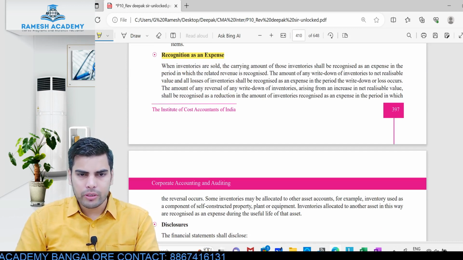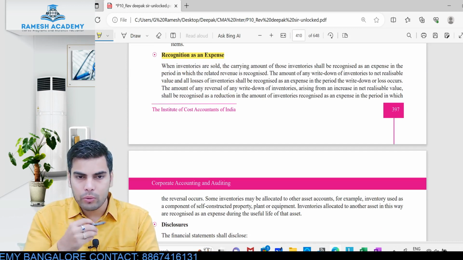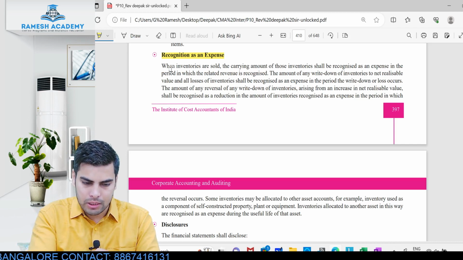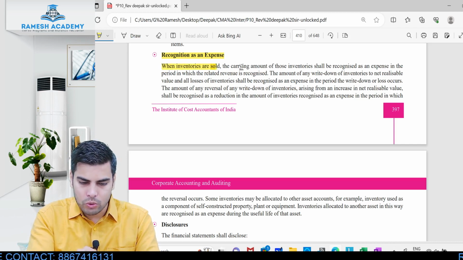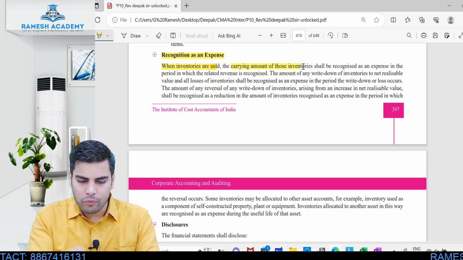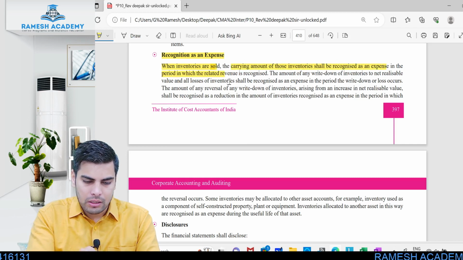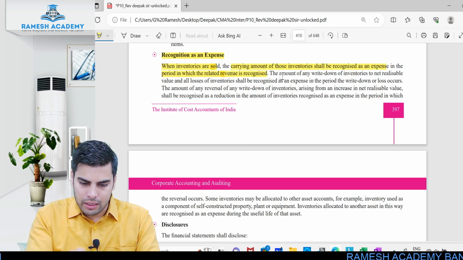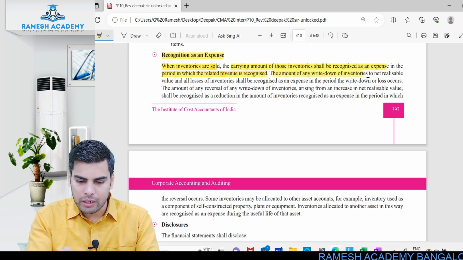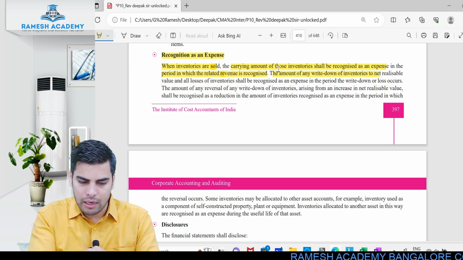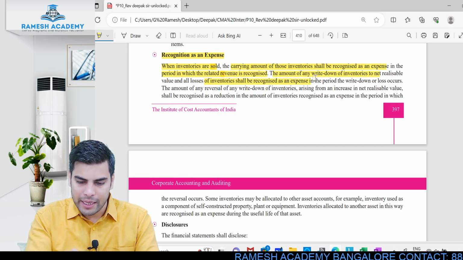Now when it comes to this particular stock, how are we going to recognize it as an expense? When inventories are sold, the carrying amount of those inventories shall be recognized as an expense in the period in which the relevant revenue is recognized. The amount of any write down of the inventories to the net realizable value and all the losses of the inventory shall be recognized as an expense in the period in which the write down or loss occurs.